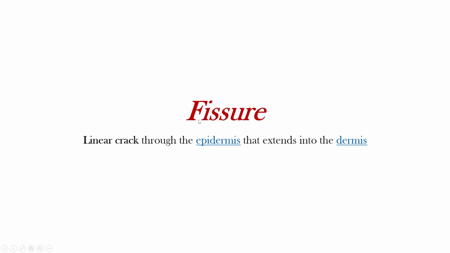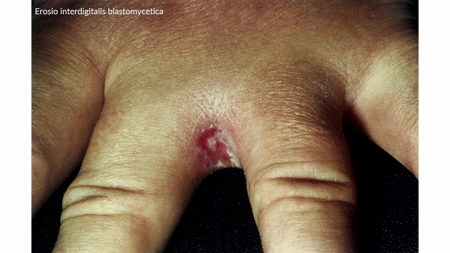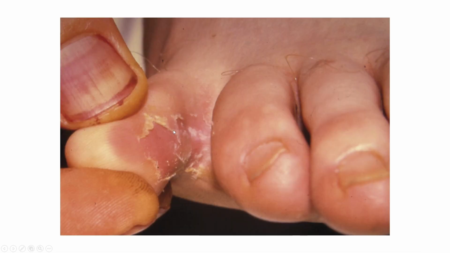Then we will have the fissure. So the fissure is a linear crack through the epidermis that extends into the dermis. So it's a crack, right? Yes, it's a crack from the epidermis to the dermis. As an example for it is the erosio interdigitalis blastomycetica. It is actually a fungal infection that's caused by Candida albicans, and we can see it in the foot or in the hand. This one is in the foot.